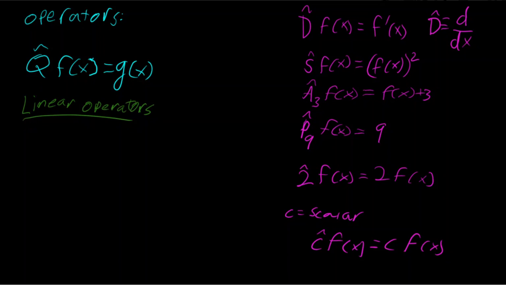Linear operators. The definition of a linear operator actually has two criteria that have to be followed. Both of them have to be followed. If it only follows one, then it is not a linear operator. It has to follow both.